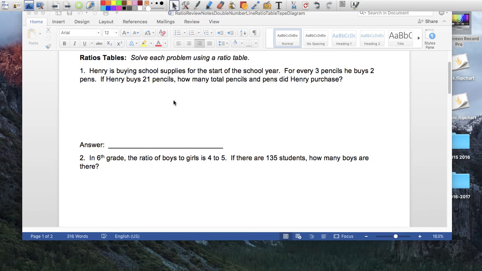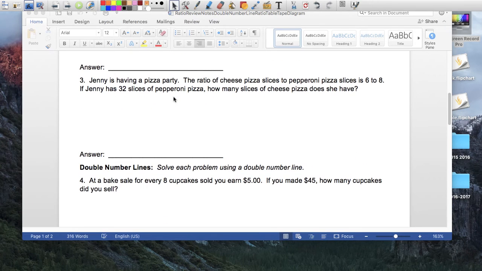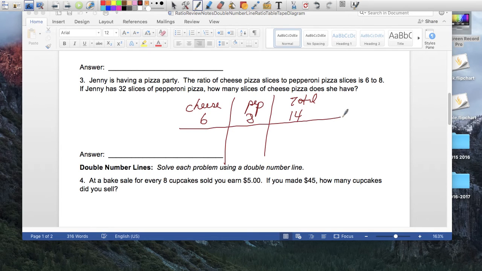Next one. Jenny's having a pizza party. The ratio of what we call cheese slices, so we're comparing cheese to pepperoni. I'll just call it pep, to total slices. So 6, 8, and 14. So if I had 14 slices right now, 6 of them would be cheese, 8 of them would be pepperoni.